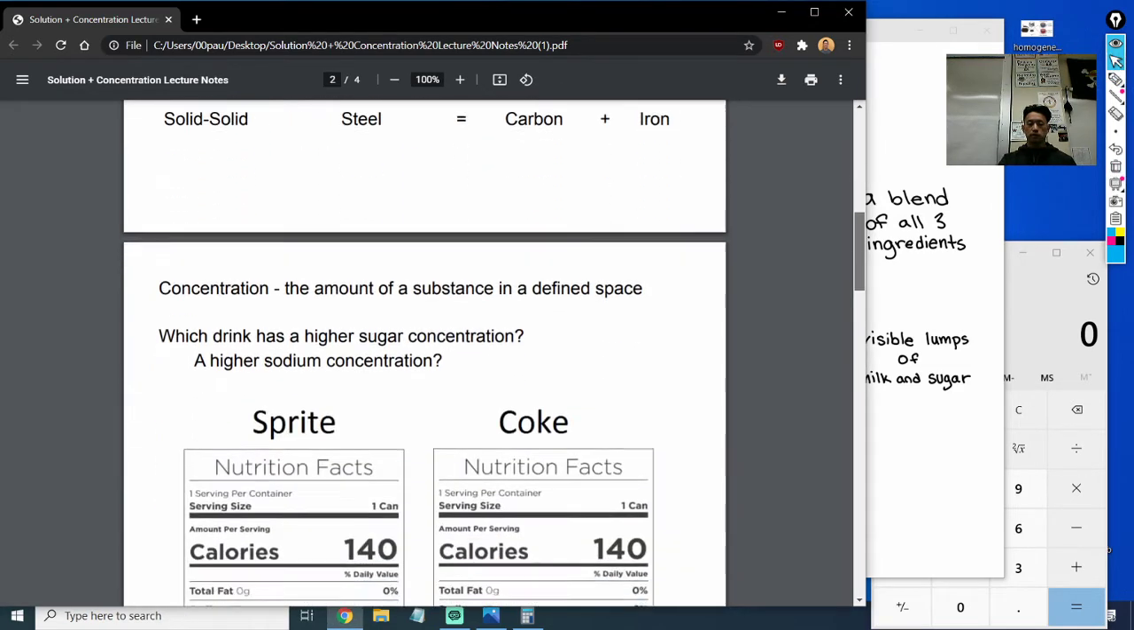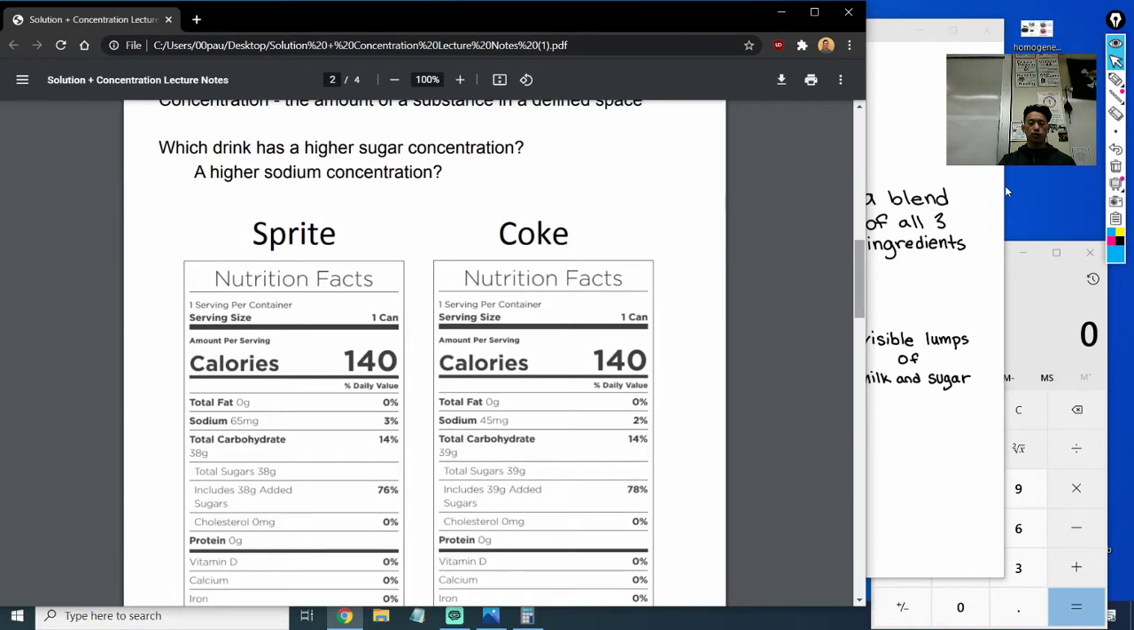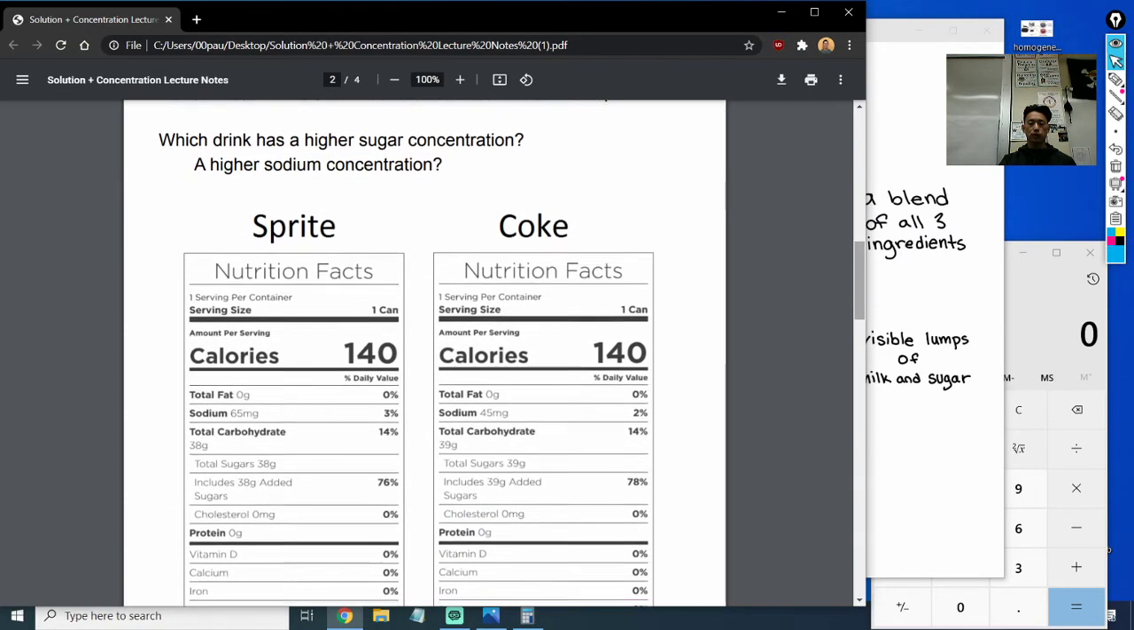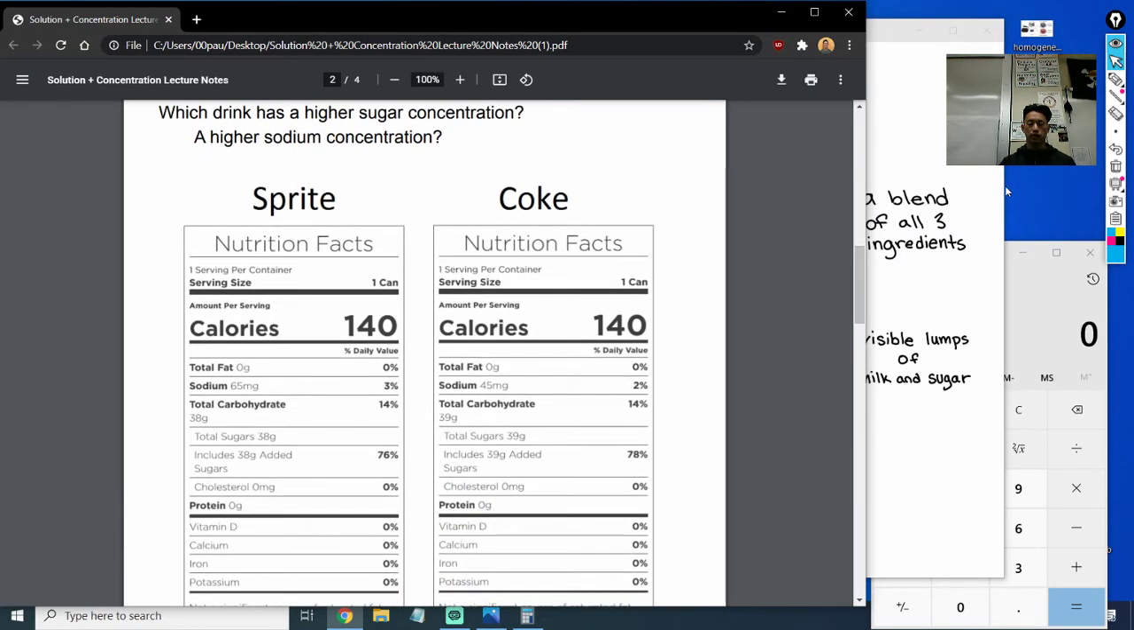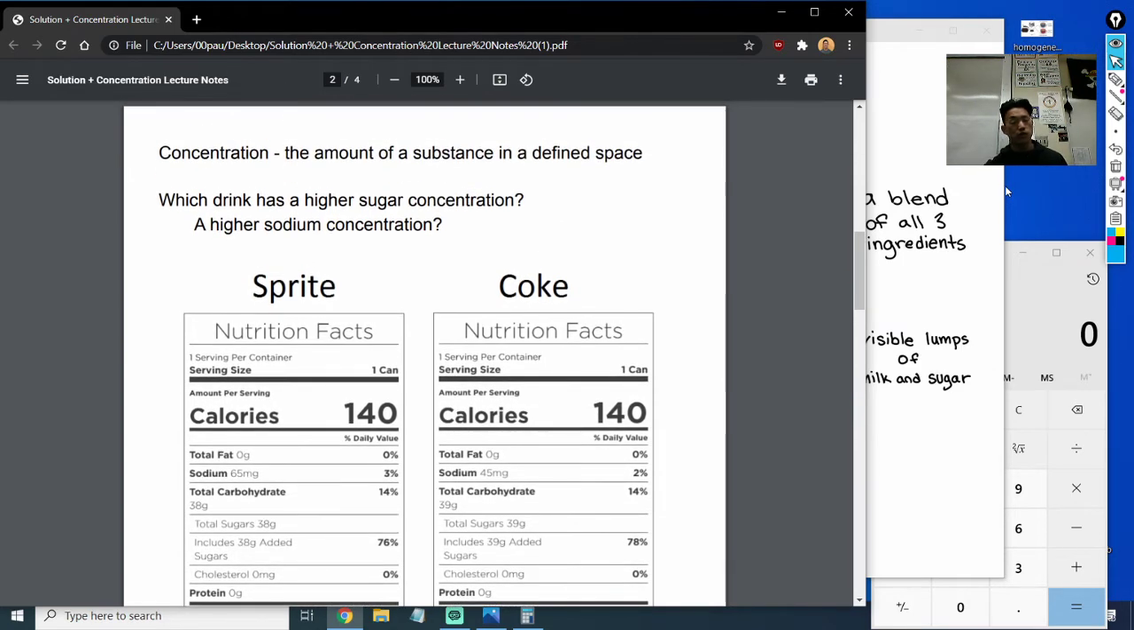All right. So why are we talking about solutions? When we talk about solutions, what we usually try to figure out is the concentration. Now, concentration, we usually think about as focusing or making sure you're paying attention. But in chemistry, concentration is the amount of substance in a defined space. Another way of thinking about that is basically how much of something do you have in the solution? Okay, so the concentration is how much of something you have in a solution.